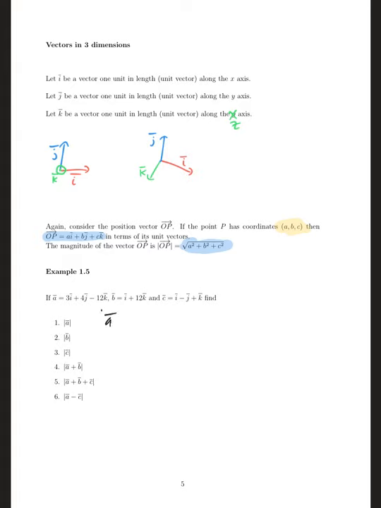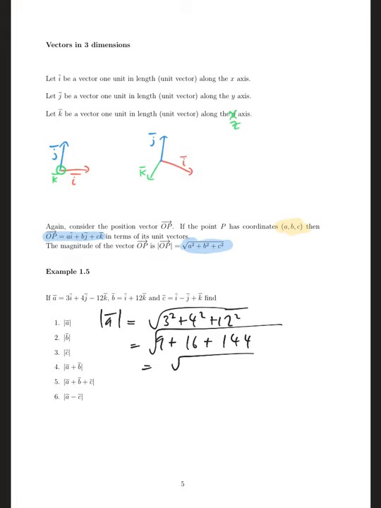So here the length of A, the magnitude of A, I should say, is equal to the square root of 3 squared plus 4 squared plus 12 squared. Now it's plus 12 squared and not minus 12 squared. So that's 9 plus 16 plus 144, square root, is equal to the square root of 169, whatever that is.